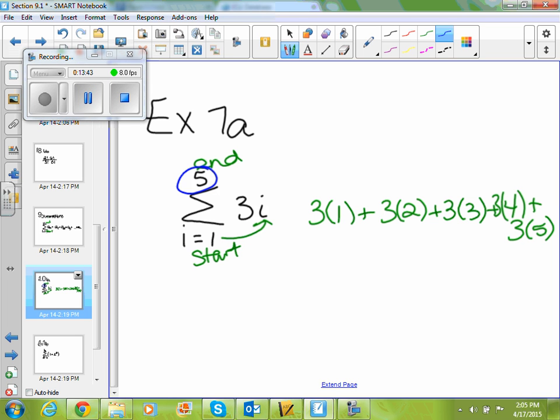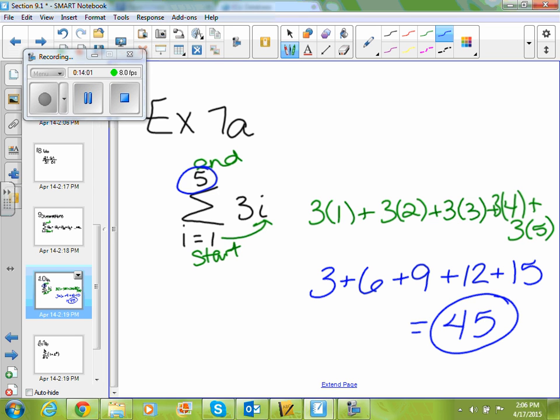So then if I figure out what that is, 3 times 1 is 3. 3 times 2 is 6. 3 times 3 is 9. 3 times 4 is 12. 3 times 5 is 15. Okay. So then all of those add up to 45. So your sum is 45.